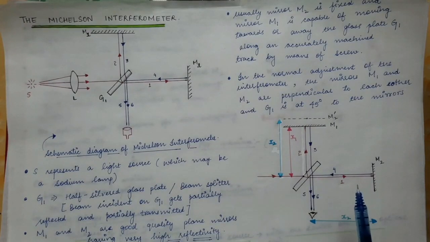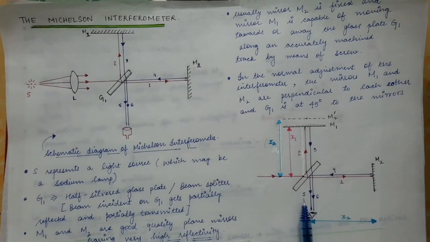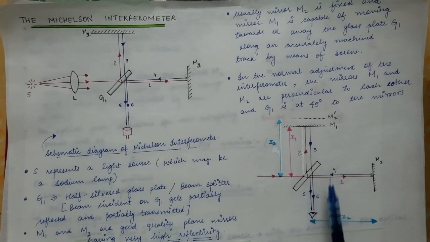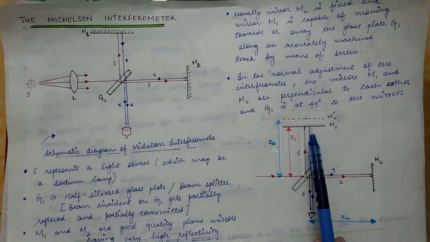Now the main task is to find the path difference between rays 5 and 6, because rays 5 and 6 reach the eye and the interference pattern will be due to these rays. So first of all what we want to find is the path difference between these two rays. Now ray 5 is the reflected ray from the glass plate. Ray 4 gets reflected from the glass plate and is represented by ray 5. But ray 6 is simply the transmitted ray.